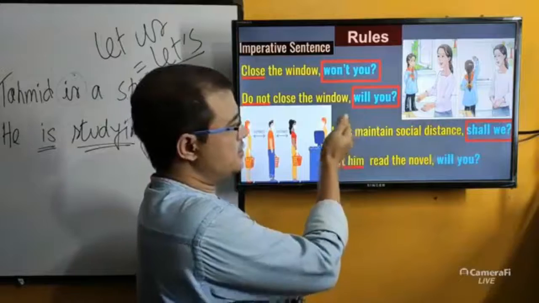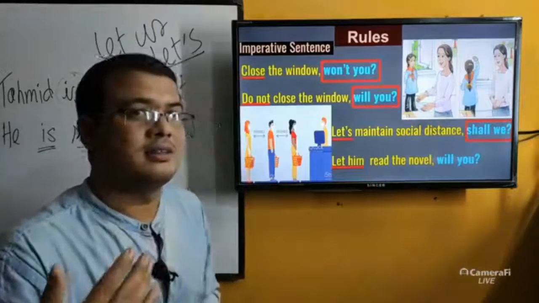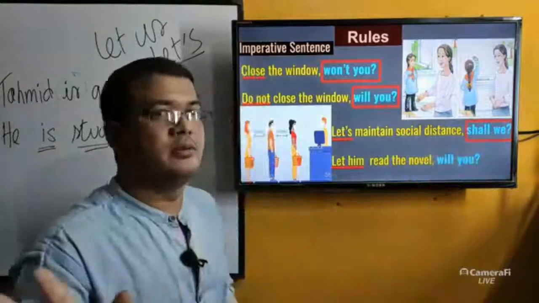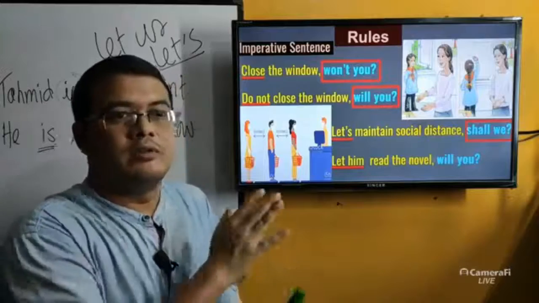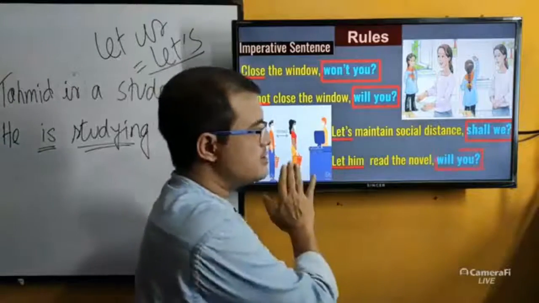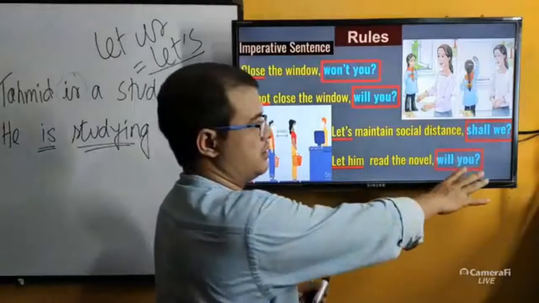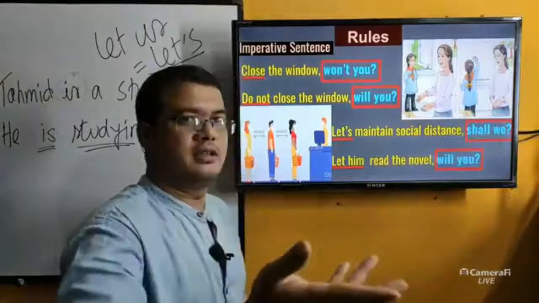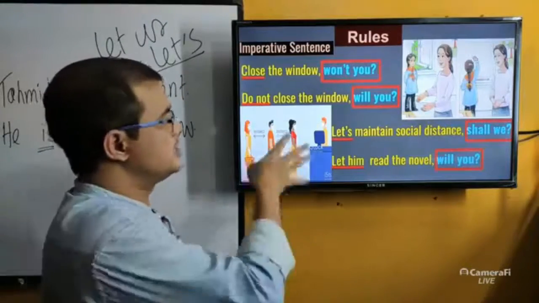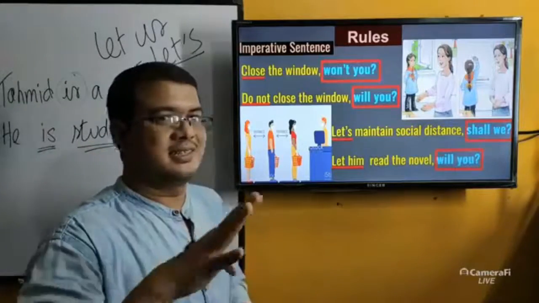If there is no us, if there is him or her or them, then we will use will you. Directly we will use will you. We don't need to consider about the subject. We will just simply use will you. There won't be any won't you. Okay, there won't be any shan't we. Okay, so we don't need to use. So these are the most frequently used 4 types of imperative sentences in the tag questions.